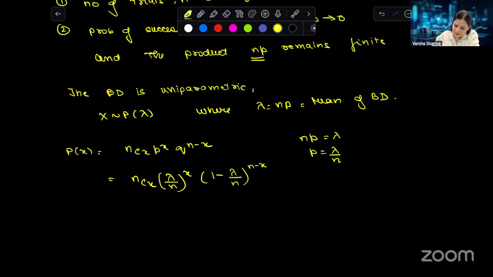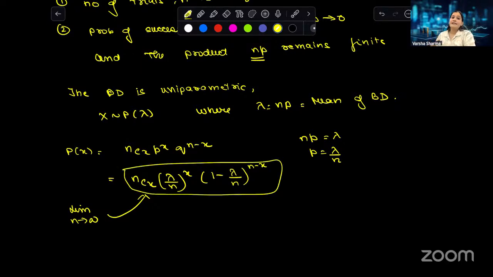Now in this, if I apply the limit n tends to infinity to this entire scenario, then I get the formula for Poisson distribution. So Poisson distribution, as I said, is an approximation of binomial when n tends to infinity. We don't need the derivation, just the concept of it. When we apply the limiting value, we get the formula for Poisson distribution.